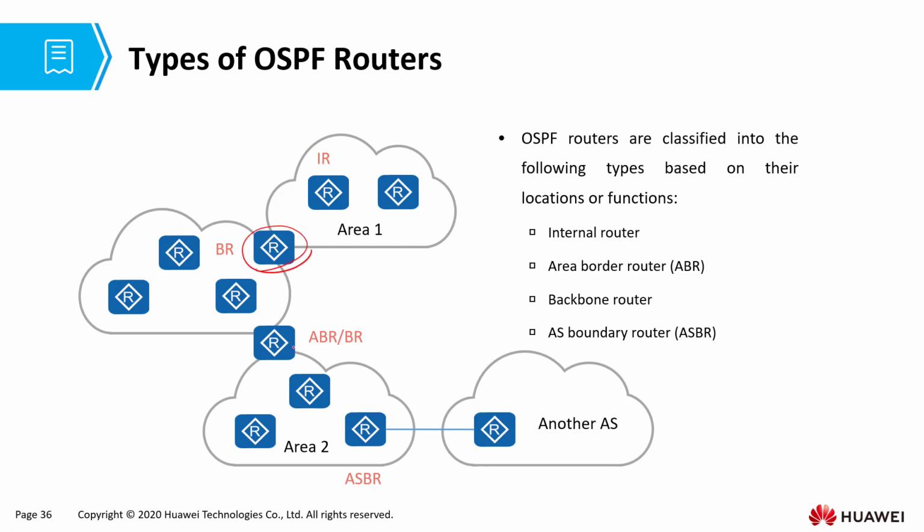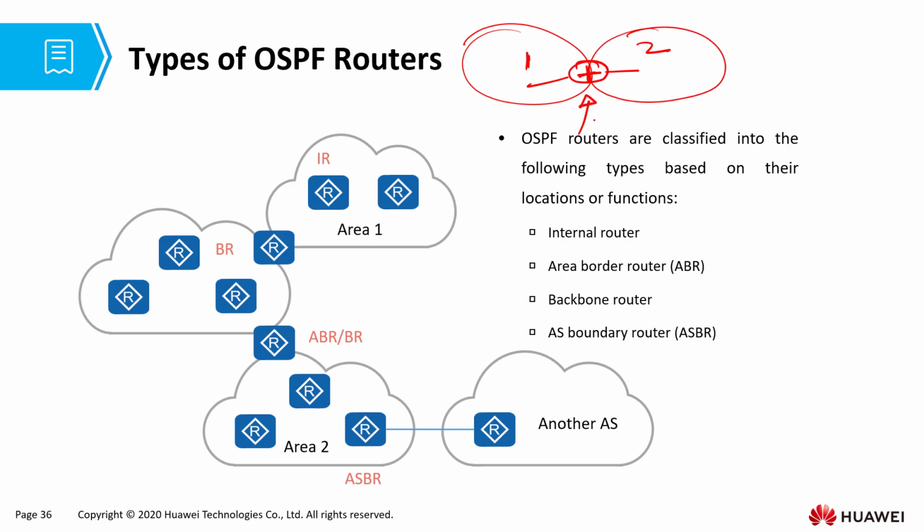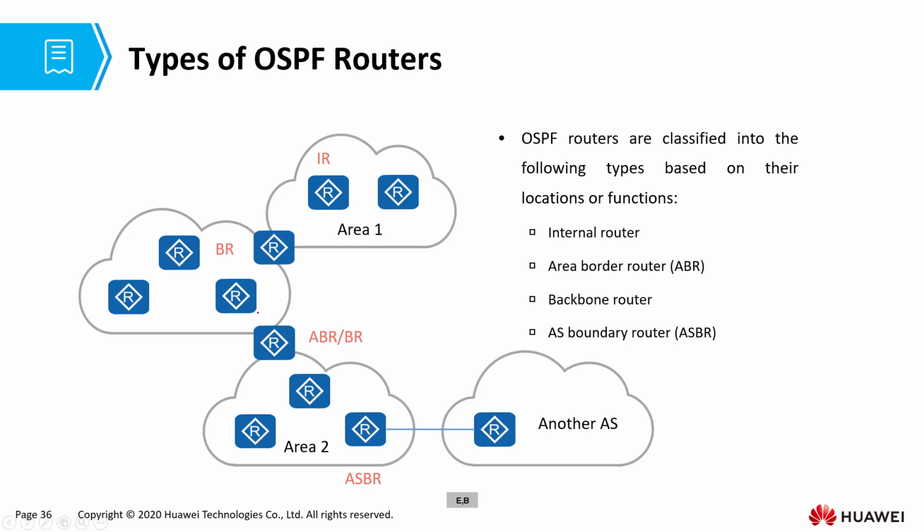The area border router is a router that has interfaces in 2 or more areas, but one of them, important, must be in the backbone area. Let us say someone designed some network and put area 1 here and area 2 here, and there is a router at this point. This router has an interface in area 2 and an interface in area 1, but it does not qualify to be an area border router. An area border router must have at least an interface in area number 0. If it doesn't have an interface in area number 0, it doesn't qualify to be an area border router.